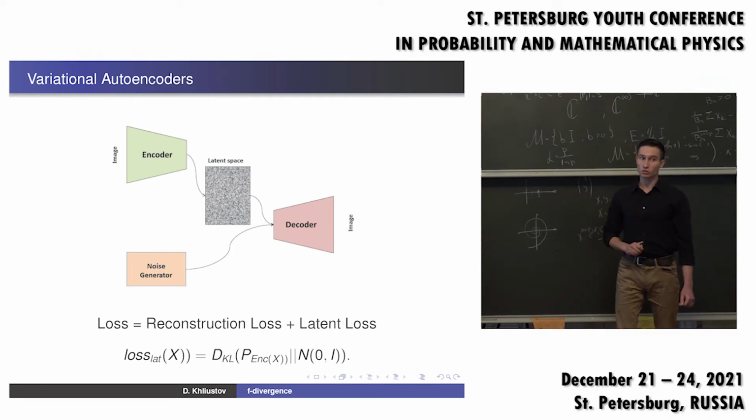And now, if we want to obtain a synthetic image, we can just take some point in the latent space and send it as an input to the decoder.